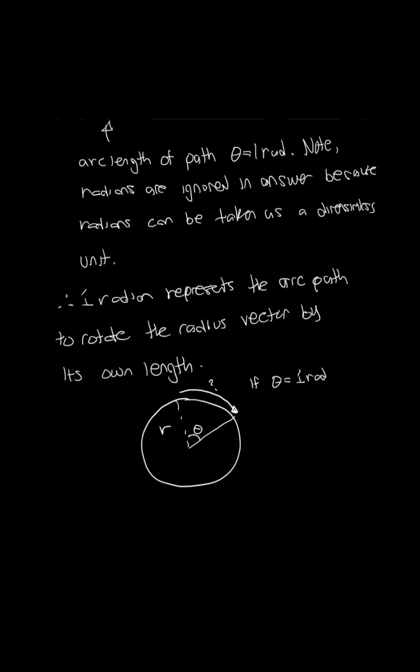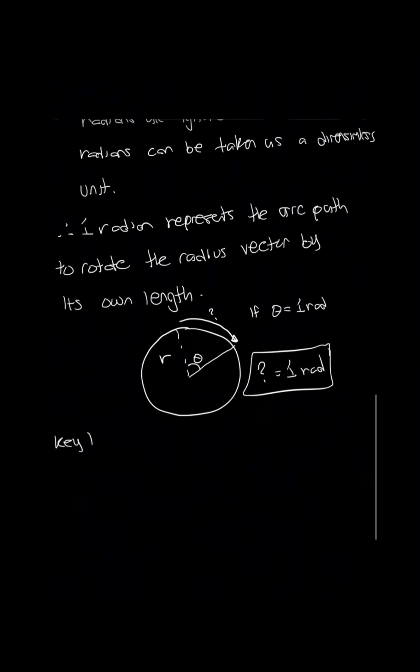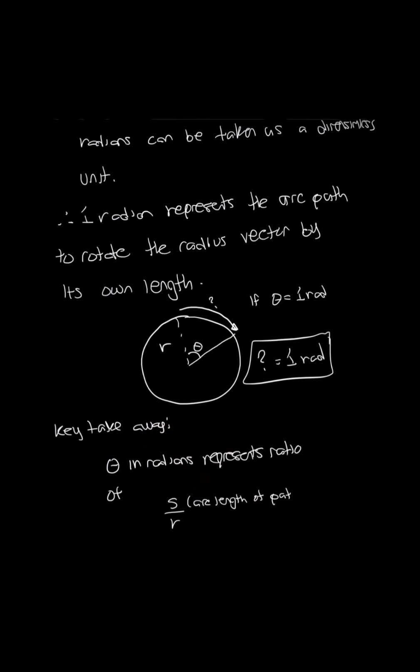So if we rotate a vector of length r by angle theta equal to 1 rad, the arc length, which is denoted by this question mark, is going to be equal to the r vector. I put 1 rad, sorry about that, guys, that's an error. So the key takeaways is that theta in radians represents the ratio of the arc length s divided by the radius of the circle r.